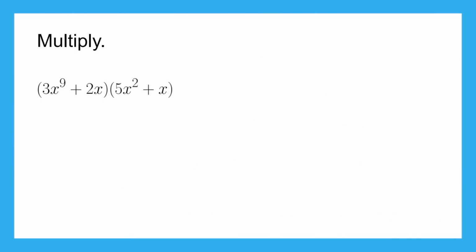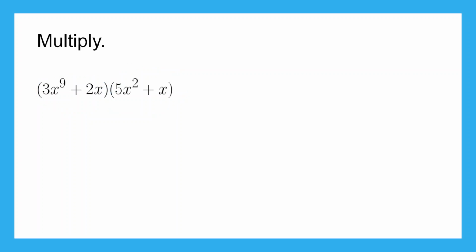So for this first example, we need to multiply two binomials. Here's the first binomial, 3x to the ninth plus 2x. And the second binomial is 5x squared plus x. In order to multiply these correctly, we need to do every term in this first set of parentheses times every term in the second set of parentheses.